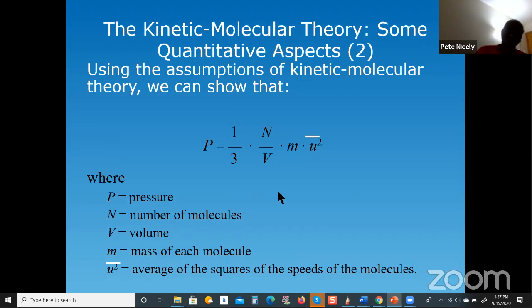So for example, the greater the number of molecules, the greater would be the pressure, right? The lower the volume, the greater would be the pressure, which relates directly to Boyle's law, the inverse relationship between pressure and volume. The greater the mass, everything being the same, the greater would be the pressure. And of course, the greater the speeds of the molecules, the greater would be the pressure exerted by the gas. So that's basically one equation that comes directly from the kinetic molecular theory.